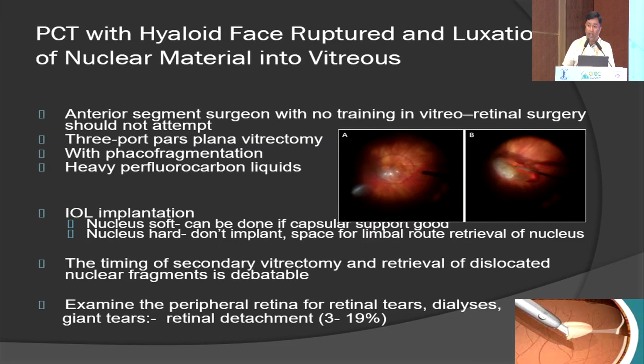What is required in such cases is a 3-port pars plana vitrectomy with phacofragmentation, and PFCL is used to float the nucleus so that it can be emulsified away from the retina. The IOL implantation, it depends. If the nucleus was soft, you can go ahead and implant an IOL. If the nucleus was very hard, if it was a case of brown cataract or cataract nigra, you leave it for us. We can sometimes remove the nucleus from the limbal route also.